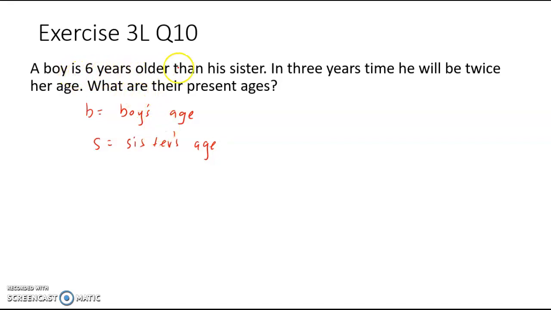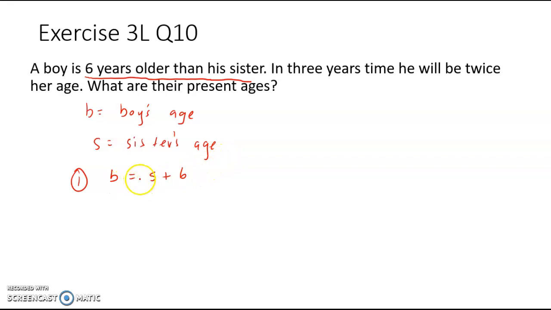A boy is 6 years older than his sister. In 3 years' time, he'll be twice her age. What are their present ages? So the first equation I can write: a boy is 6 years older than his sister. Now I've got to think carefully about the way I write it, to make sure it's true. So the boy's age is equal to the sister's age plus 6 is one thing I could write. And let's just ask ourselves, is this true?